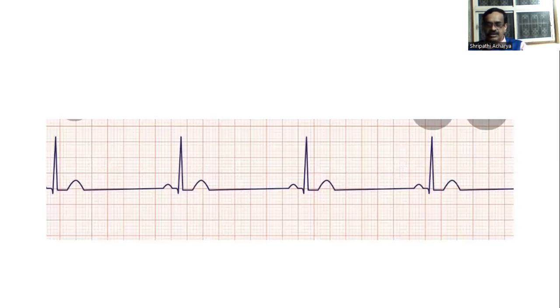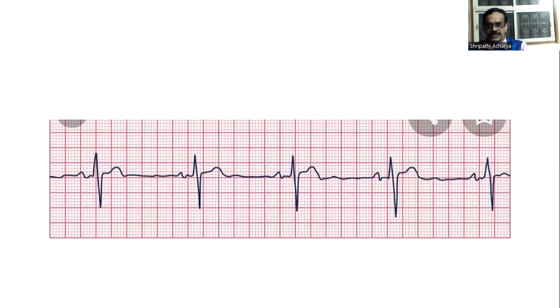Sinus bradycardia. This is also a patient of sinus bradycardia. You can see a normal P wave in each beat and a normal QRS complex following the P wave. The PR interval is constant. And the heart rate is less than 60, isn't it? The RR interval is 40 millimeter, and 1500 by 40 is 38 or something like that, 40 beats per minute. That is a case of bradycardia, sinus bradycardia.